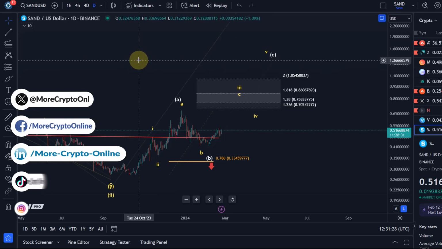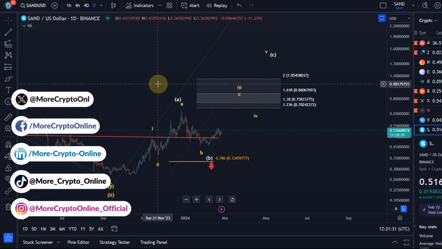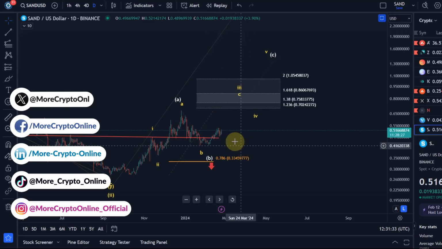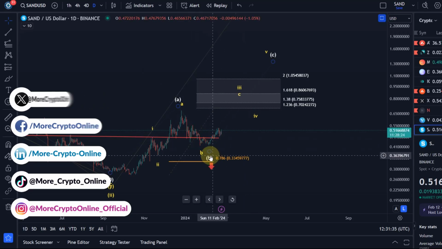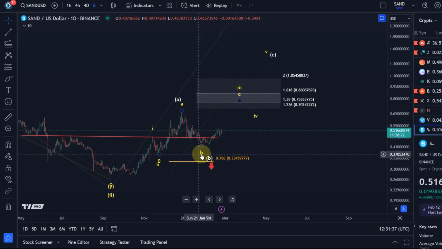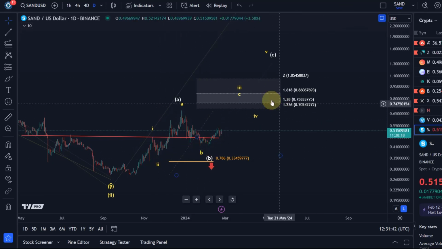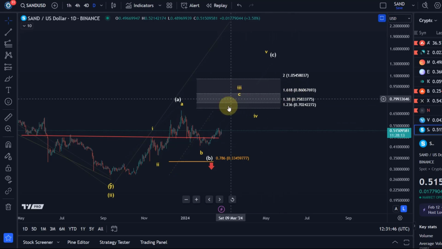We haven't covered Sand for a while now, but really there was no need. Nothing changed. The wave count didn't change. I didn't even move them. I just moved the labels back into place a little bit. But overall, yeah, nothing has to change. And I added the potential targets here for a third wave to the chart.